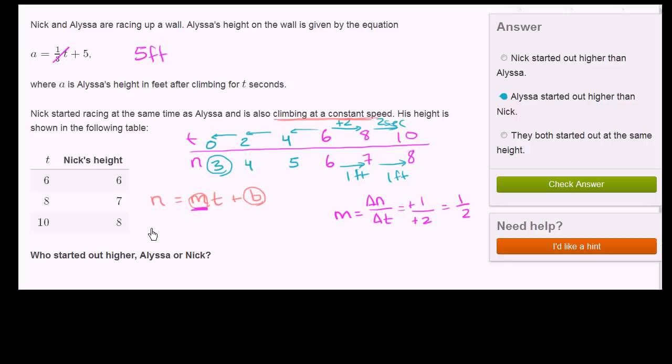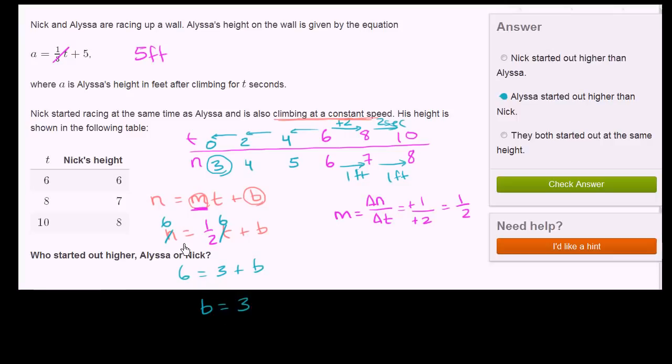So we can fill in m here. We now know that n is equal to 1/2 t plus b. Now, to solve for b, you could just substitute one of these points. All of these points must satisfy this equation. So we could use the point 6. When time is 6, we know that n is 6. So you have 6 is equal to 1/2 times 6 plus b, or 6 is equal to 3 plus b. Subtract 3 from both sides, and you get b is equal to 3.